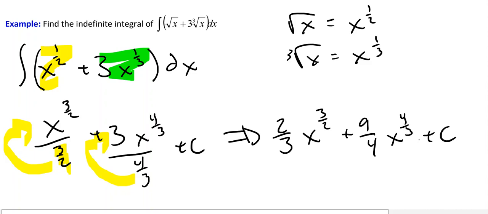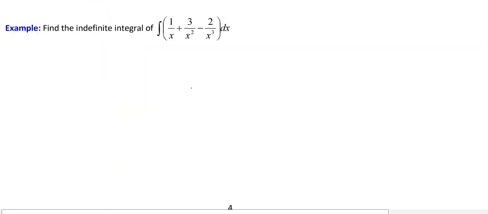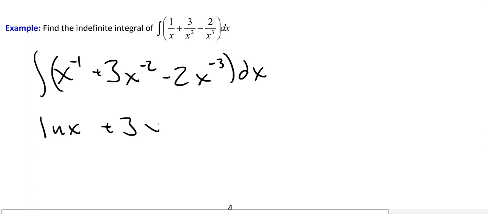We want to do the same thing with this one. We want to rewrite it in a form where we can apply the power rule. So we don't want the x's in the denominator. So we're going to have the integral of, now 1 over x is the same as x to the negative 1. And this would be plus 3x to the negative 2 minus 2x to the negative 3. And then applying the rules to these, we would have the natural log of x plus 3x to the negative 1 over negative 1 minus 2x to the negative 2 over negative 2 plus c.